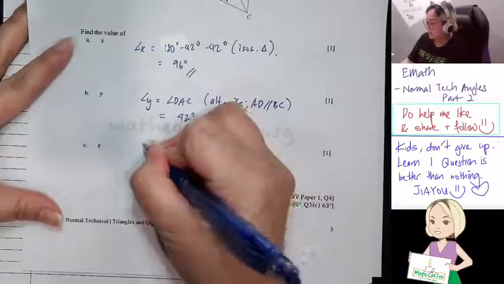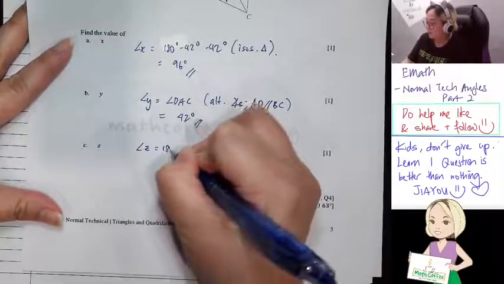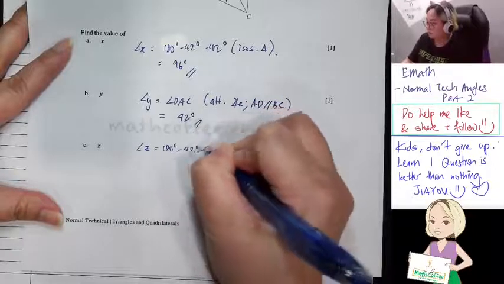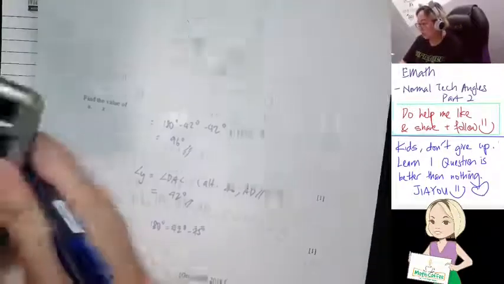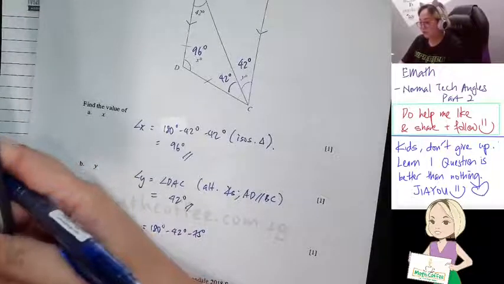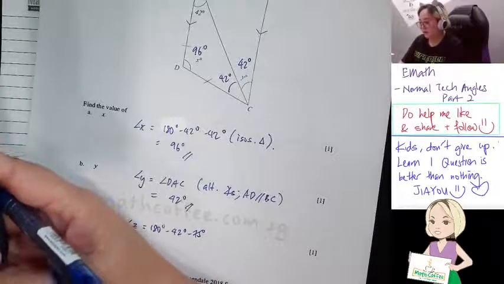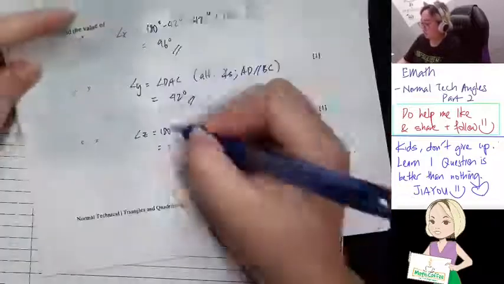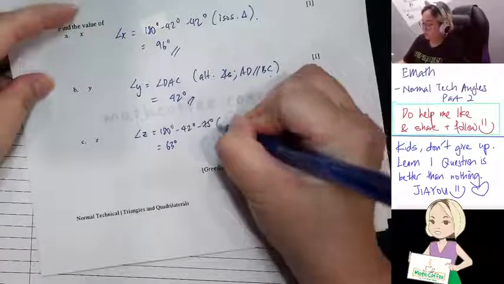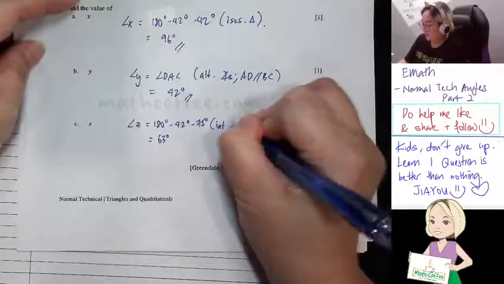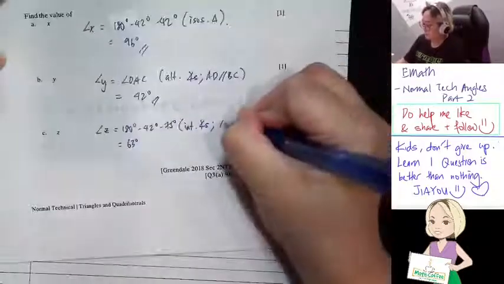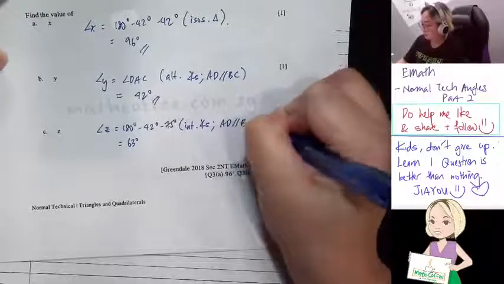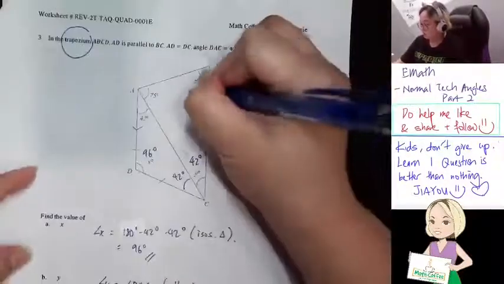So we can say, okay, angle Z is 180 minus 42 minus 75 degrees. So 180 minus 42 minus 75, I get 63. So we can say this is interior angles and the parallel lines are AD and BC. Done. So we settle this.